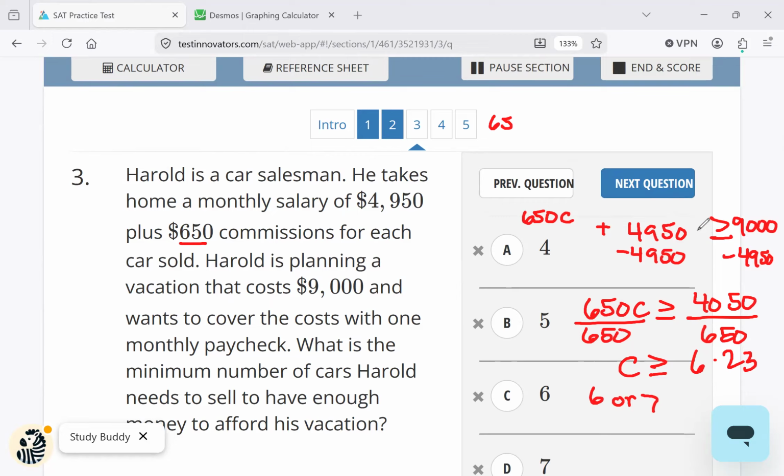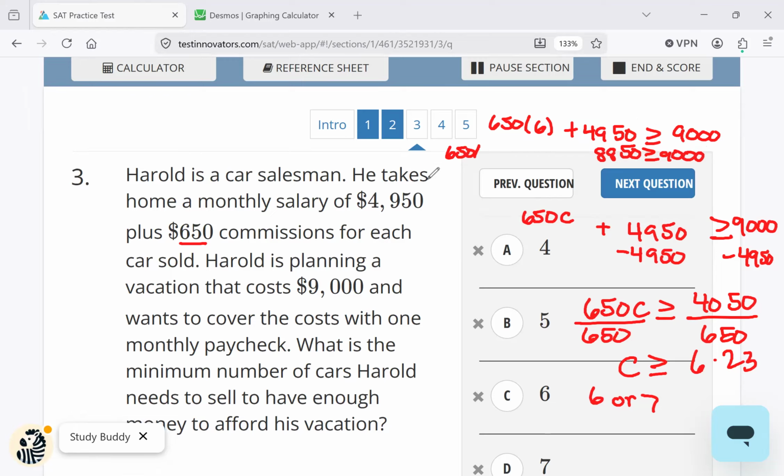So 650 times 6 is... Is that greater than or equal to 9,000? I get 8,850. That's very false, right? This is not greater than or equal to 9,000. So I think it would have to be 7, but let's just double check.